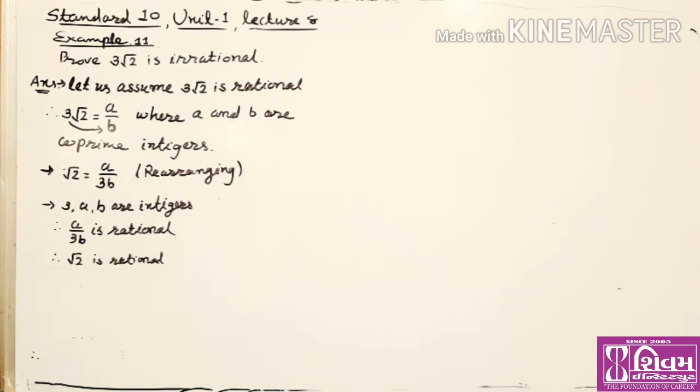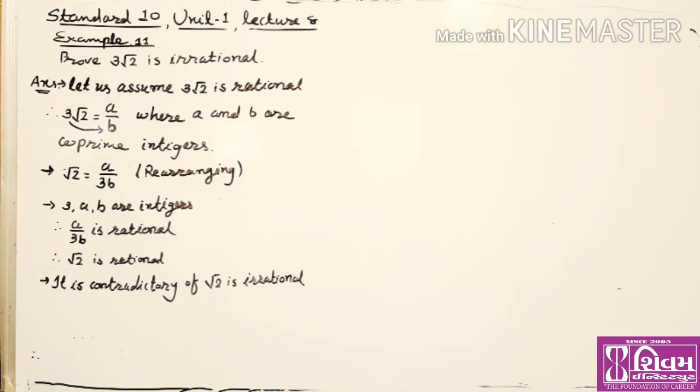Now, 3, a and b are integers, and therefore a upon 3b is a ratio of integers, and the value of a ratio of two integers is always rational. Therefore, a upon 3b is rational, and it is the value of root 2. Therefore, we can say root 2 is also rational, but it is contradictory to root 2 being irrational, that we have already proved in theorem 1.4. So here we got that root 2 is rational, but it is against that statement that root 2 is irrational.